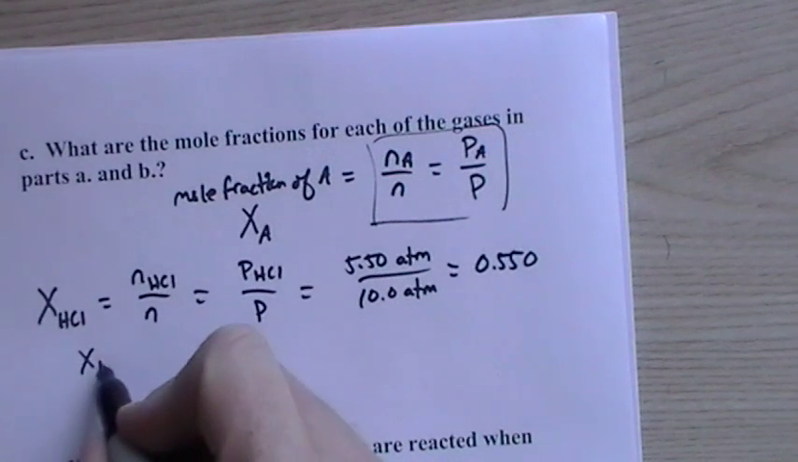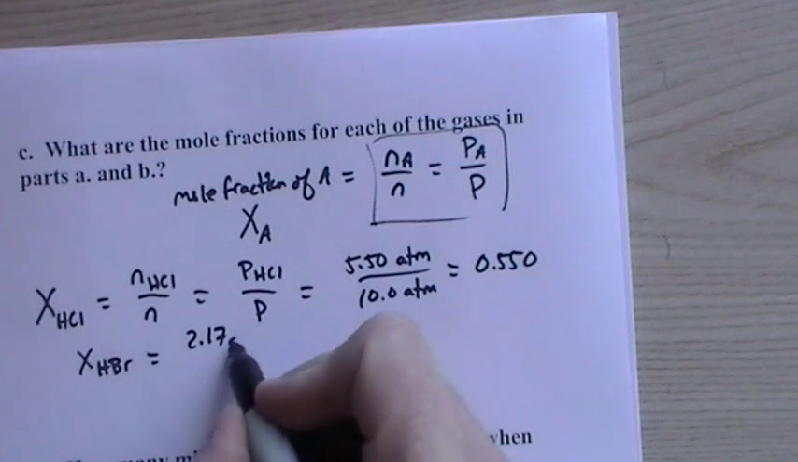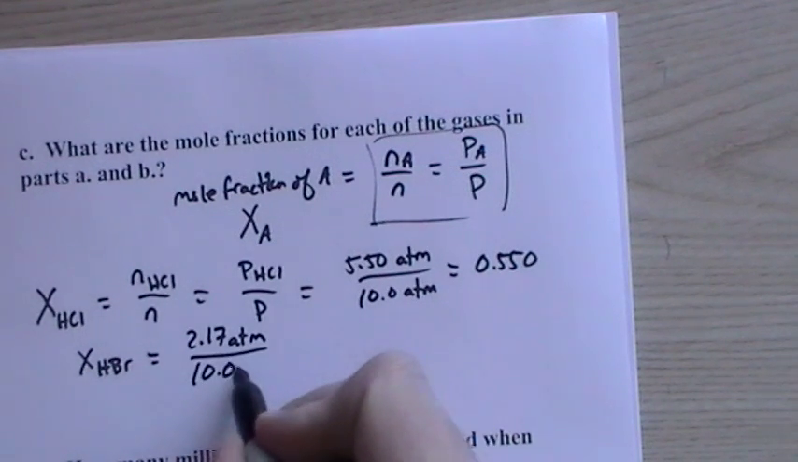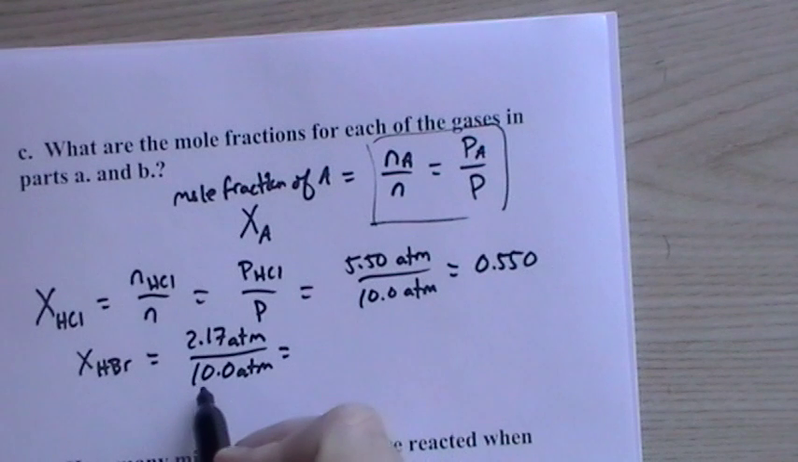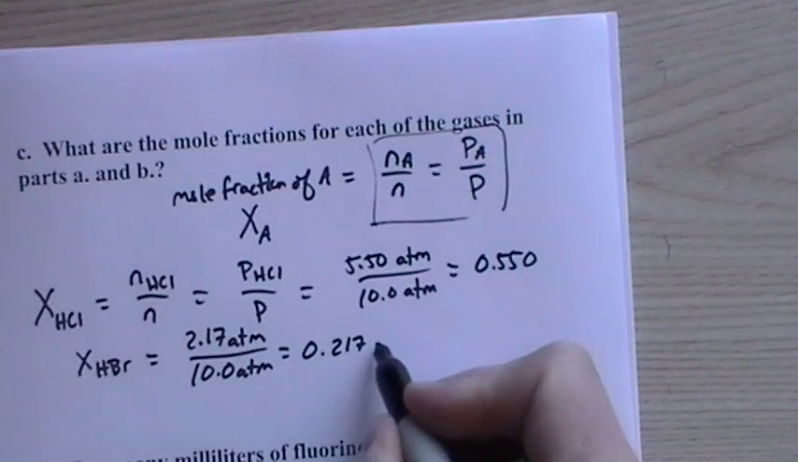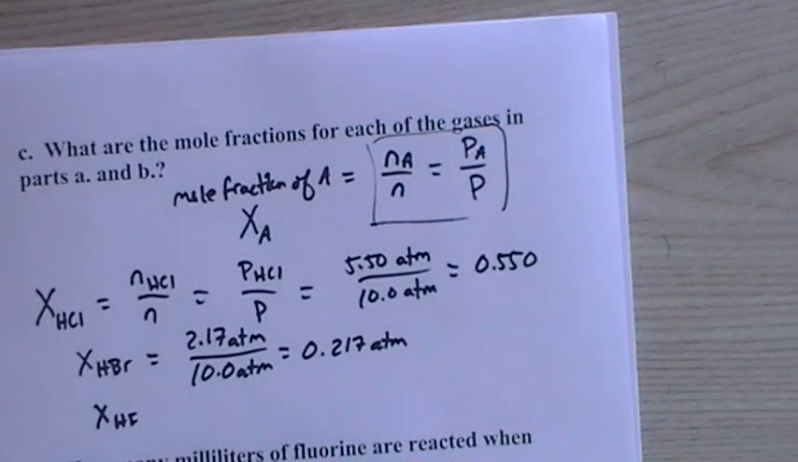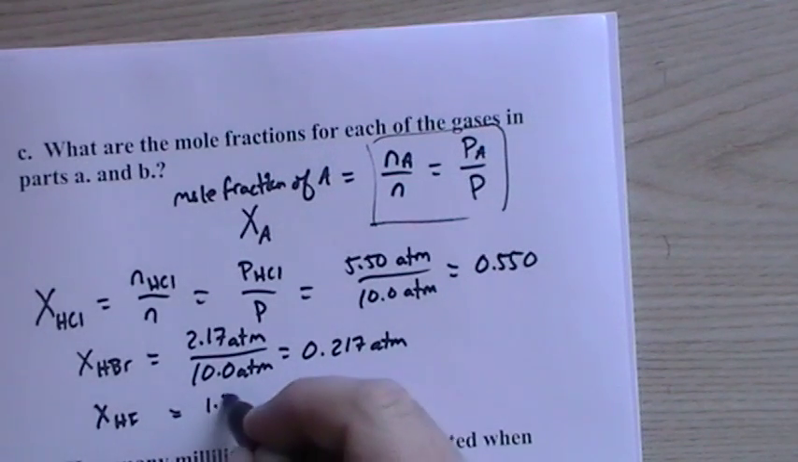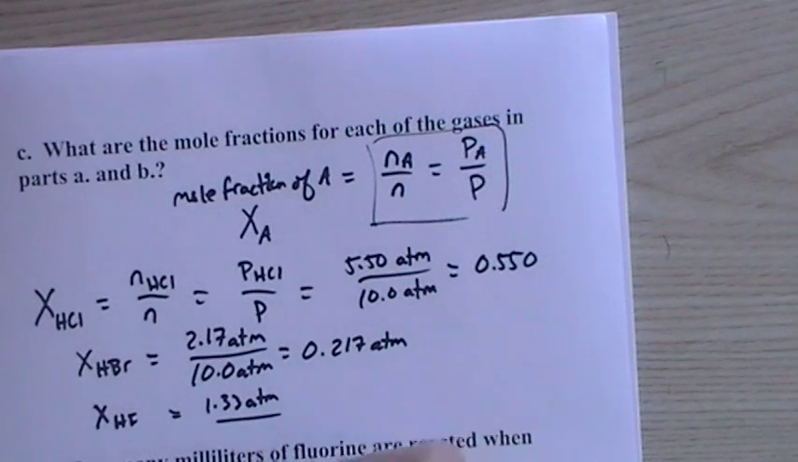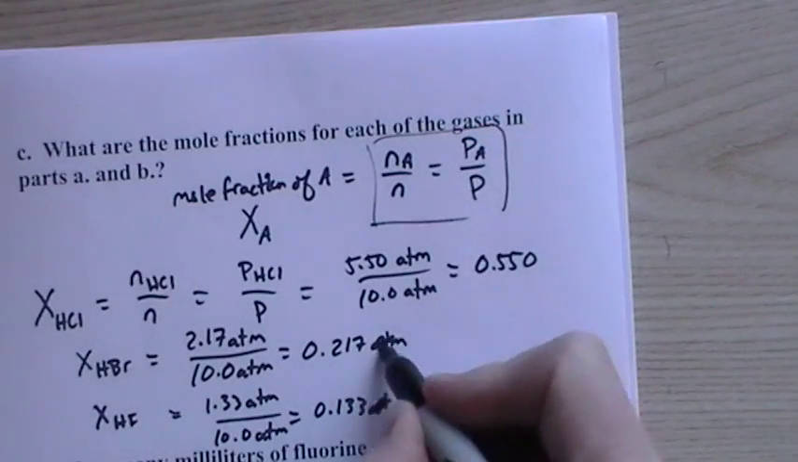The mole fraction of HBr is going to be 2.17 atmospheres divided by the total. And it's just by chance that I chose 10 atmospheres, making it very simple. But if it was 8.8 atmospheres, then that's what we'd have here is 8.8. So this comes out to be 0.217. The HF is 1.33 atmospheres for the hydrogen fluoride divided by the total, which is 10. So this is 0.133.